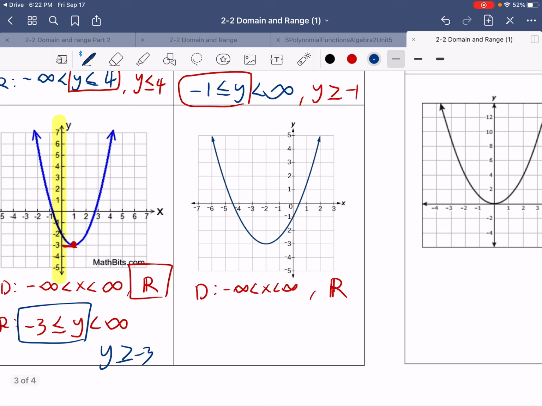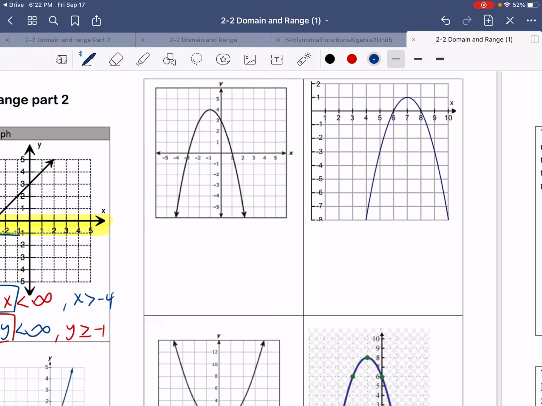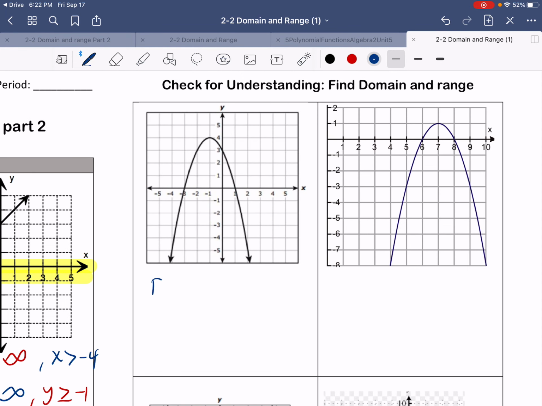Now try this question by yourself. Find the range. You're going to get the same answer, by the way. Now, what about this question? Domain is all real numbers, by the way. What about the range?